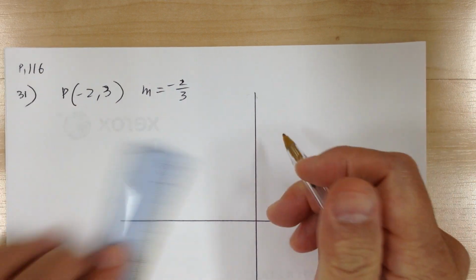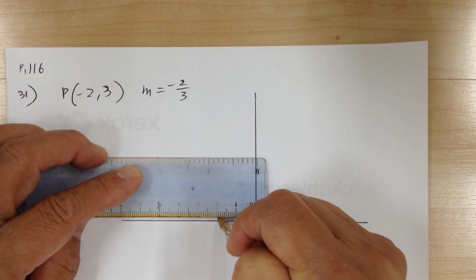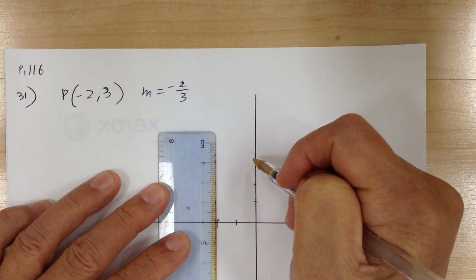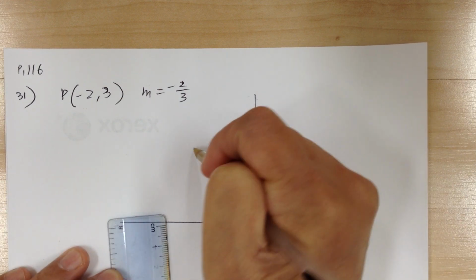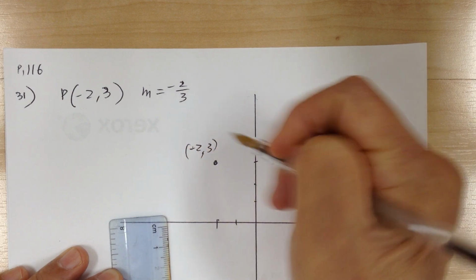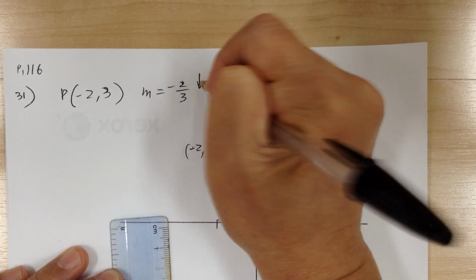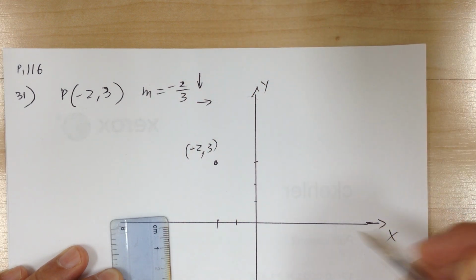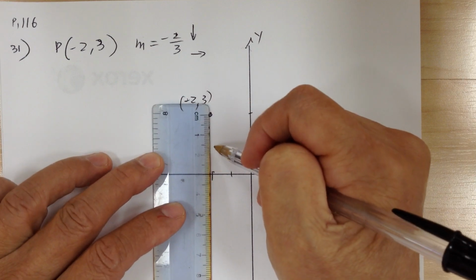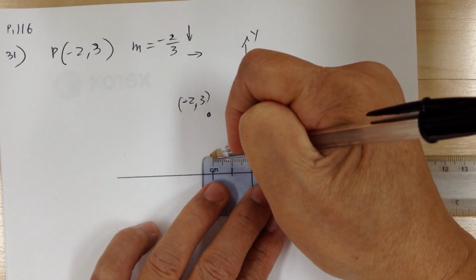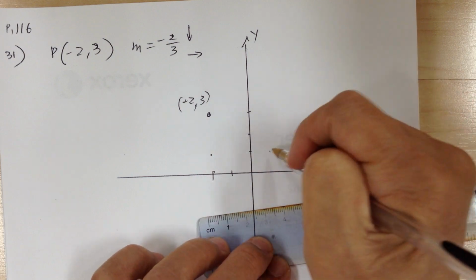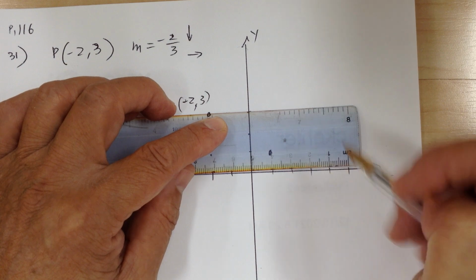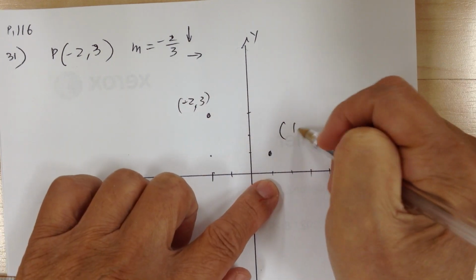So this point is -2, 3, and the slope is -2/3. That means you have to go down 2, go over 3. Negative means go down. So this is y and this is x. If you go down 2 and go over 3, it would be right over here. So this point would be 1, 1.